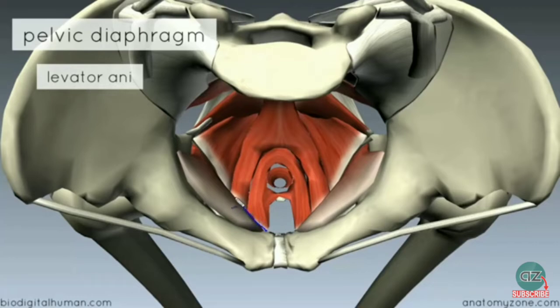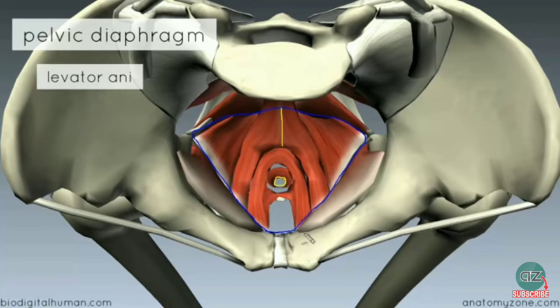and then it attaches along the fascia of the obturator internus muscle, and then at the back it attaches to the coccyx, and it meets in the midline to form this midline raphe. So this is where the levator ani meets in the midline, posterior to the anus, which is this aperture here.